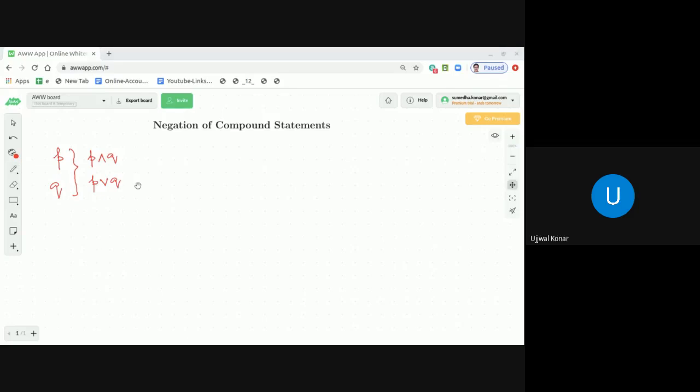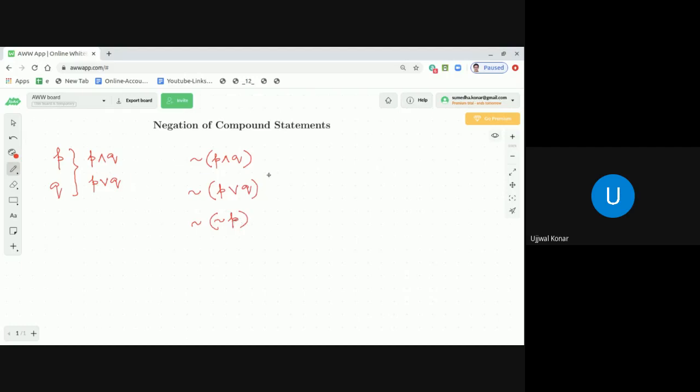Now, we are going to discuss the negation of these compound statements. That means what will happen if we make the negation of P and Q, or what will happen if we make the negation of P or Q. That we are going to discuss now. And what will happen to the negation of the statement P. Correct? So these are the three things we are going to discuss now, dear students.